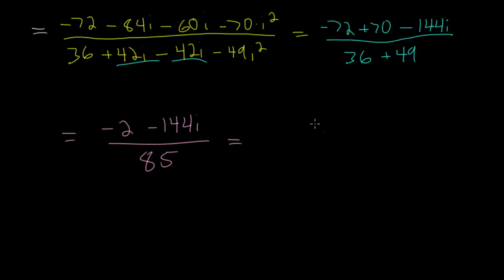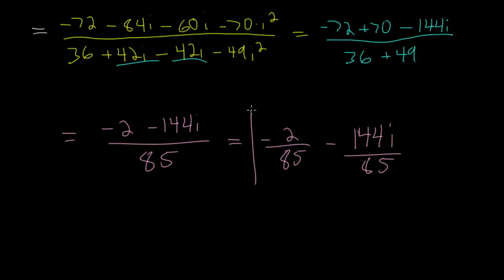But if we want to write it in standard form, we have the real part first, minus 2 over 85. Let me just rewrite that. And we have minus 144i over 85 here. So this right here will be our fully simplified answer.